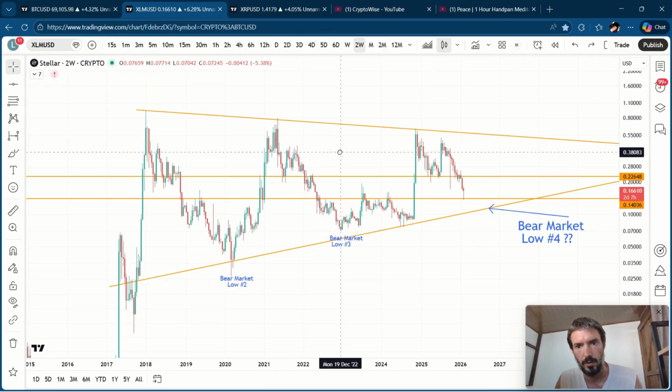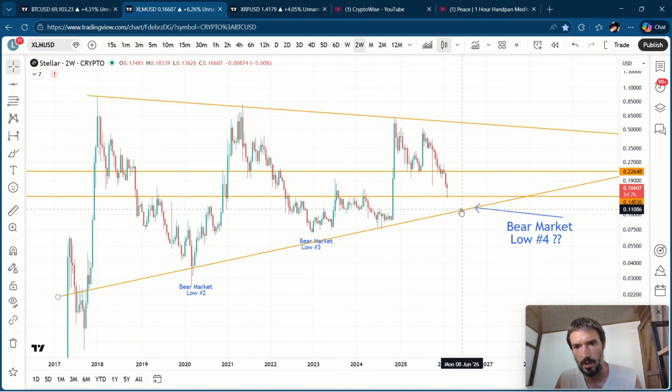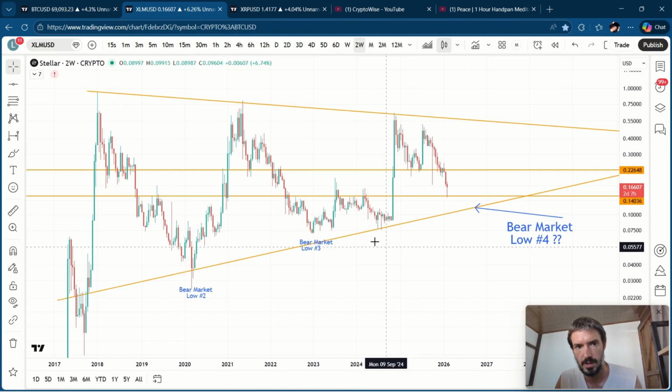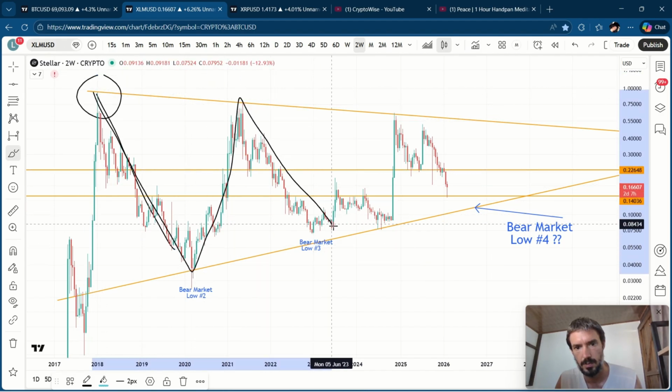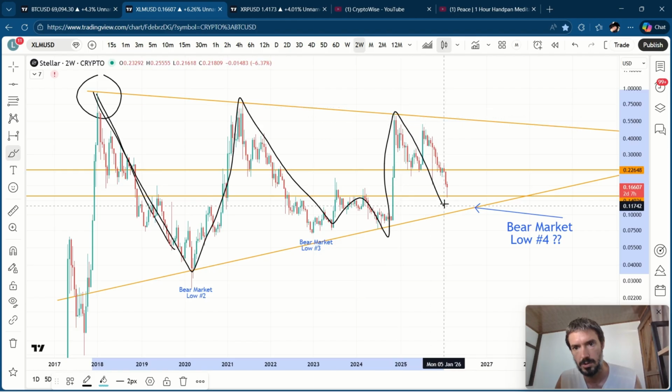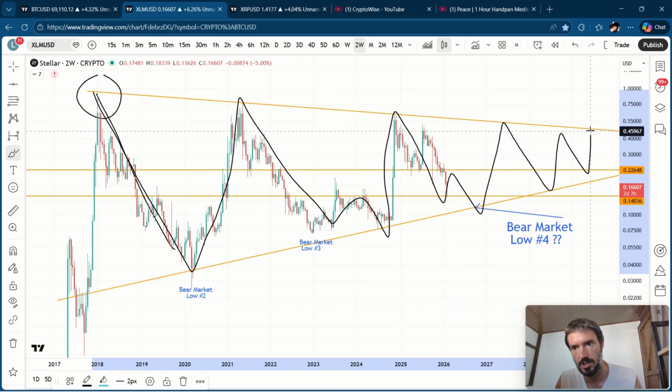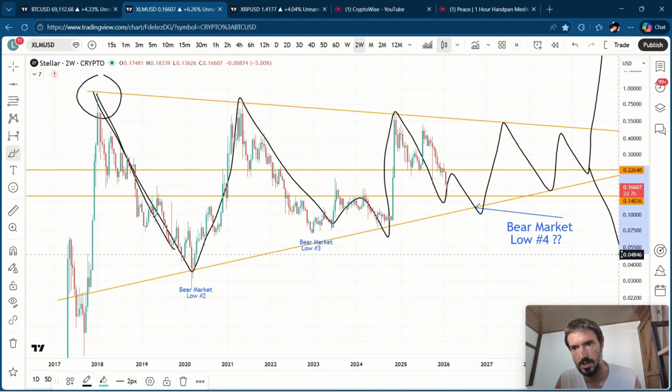So focusing here on why I'm coming up with this bottom. Well, first of all, the triangle is pretty obvious and very common. What happens in triangles is that we see the price always move from the top of the triangle to the bottom, top of the triangle to the bottom, until it decides to pick a direction and either breaks to the upside or to the downside.